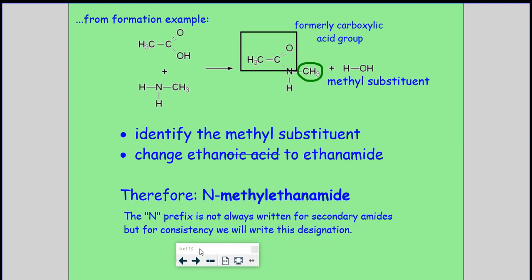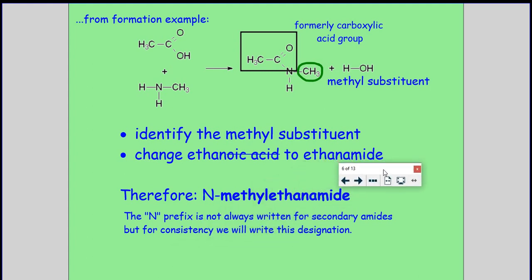Now, this N prefix or the N designation, as we like to call it, is not always written for secondary amides, but for consistency, we're going to write this designation. So just for this class, and it might be different next year, whenever you do this again, you may not have to do it, but for now, just to keep things consistent, we're going to write that N designation even for secondary amides.